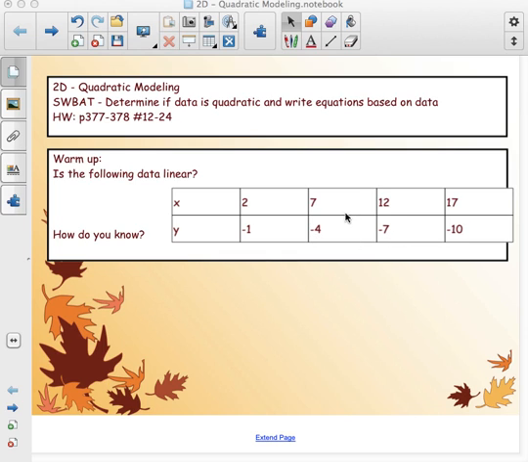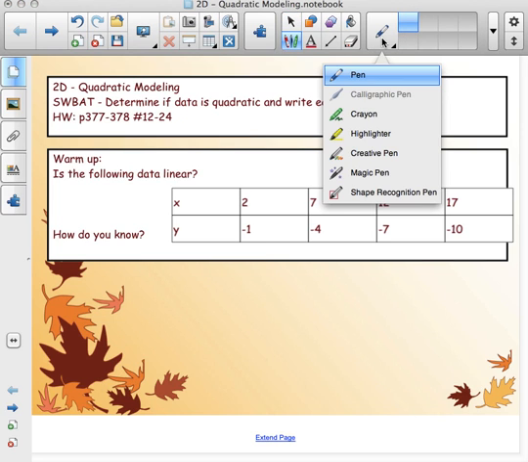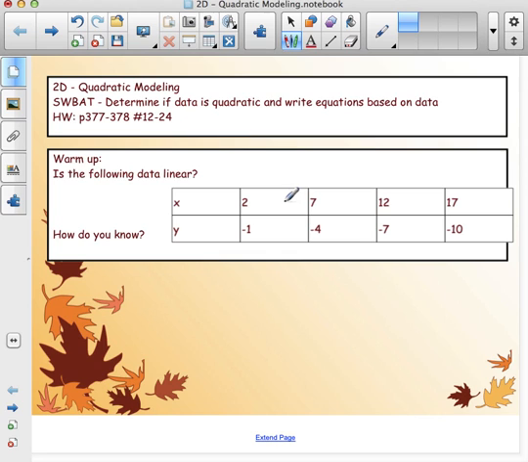And hopefully, in order to do that, you looked at these numbers and maybe you analyzed the slope. That's one possibility. And so you looked that each time the x values seem to be going up by 5, right? From 2 to 7 is up 5, from 7 to 12 is up 5, and from 12 to 17 is up 5. And so as the x values are going up by 5, what are the y values doing? It looks like the y values are going down by 3 each time.